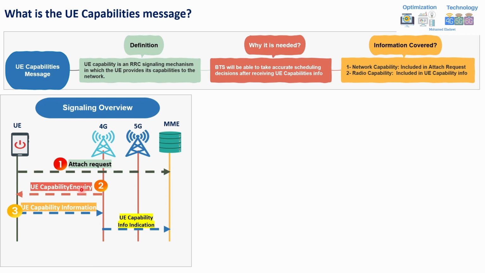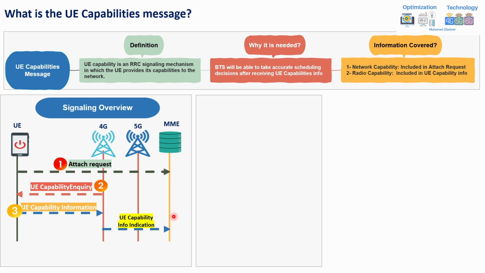Secondly, the eNodeB, 4G or 5G, will request the UE to report its radio capability information. So the UE will be reporting the UE radio capability information. Then the same information will be transferred to the core network.